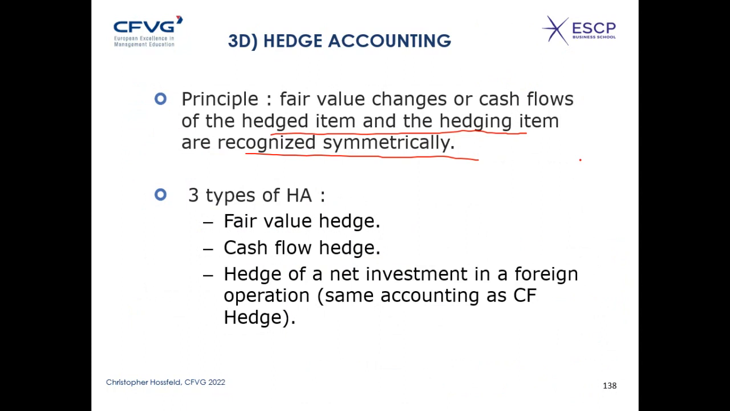IFRS allows three types of hedges: a fair value hedge, or a cash flow hedge, or a hedge of a net investment in a foreign operation. Remember, that's the combination of all the financial relationships between the parent company and the subsidiary. This third type of hedge works exactly the same as a cash flow hedge. So therefore, I will not present this. And we have two basic forms, which is fair value hedge and cash flow hedge.